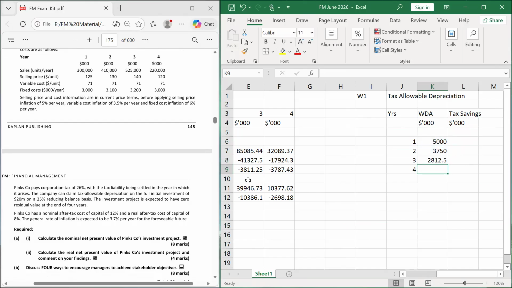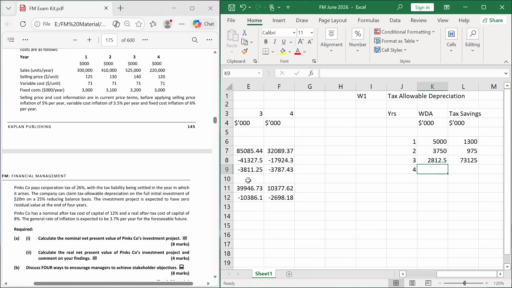But for the last year, we cannot do that because for the last year, we calculate either the balancing allowance or the balancing charge. So for the purpose of that calculation, we cannot do that. We will do the working of that as well, but let's calculate the tax saving. The tax rate is 26%, so multiply that with 26. So you will get the tax savings. Multiply this with 26, and multiply this with 26 as well.